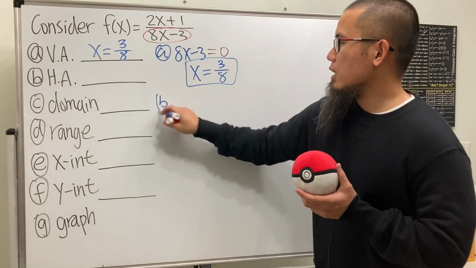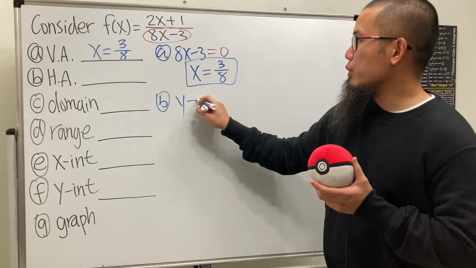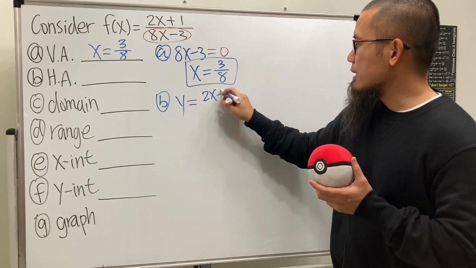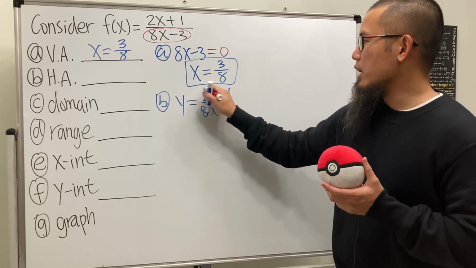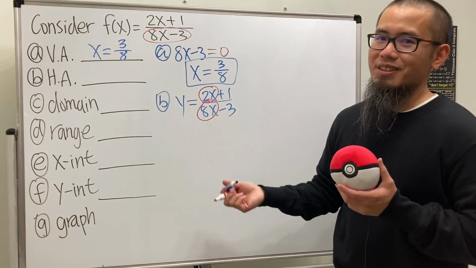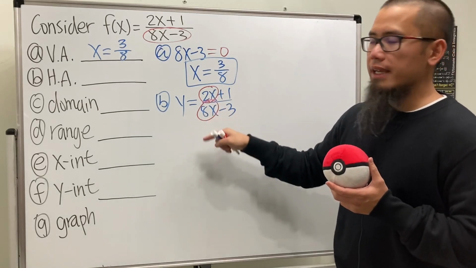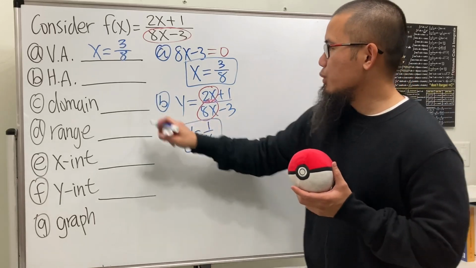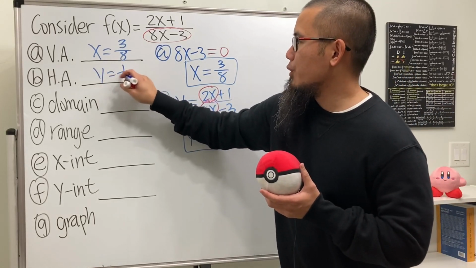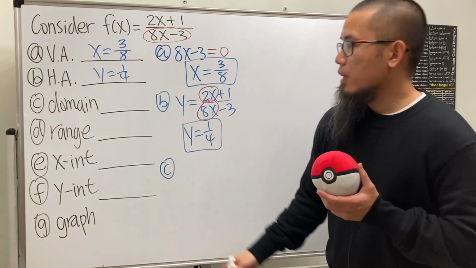Next, we have the horizontal asymptote. So that's to put the f of x as y. And then we have 2x plus 1 over 8x minus 3. And again, we care about this, care about that for the horizontal asymptote, right? The x cancel out, and then 2 over 8, which is just 1 over 4. So that's it. y is equal to 1 over 4. Done deal.